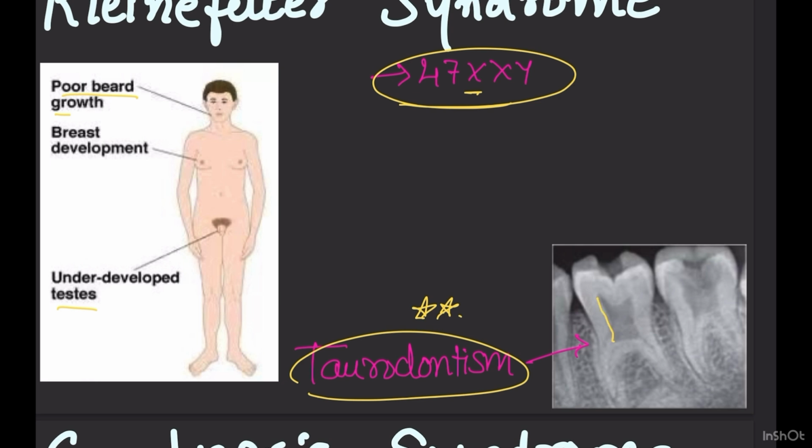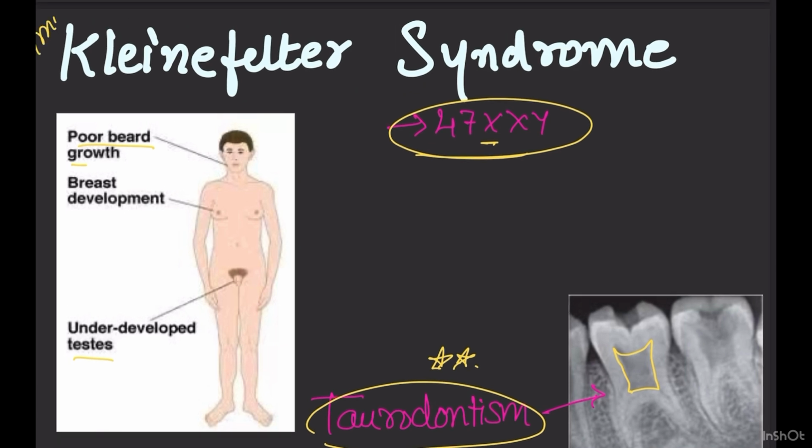Taurodontism means enlarged pulp chambers are seen in the teeth. This is known as taurodontism. This is also a very important syndrome.